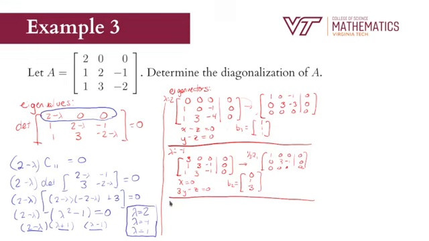All right, one more. Lambda equals positive 1. So 2 minus 1 is 1. 2 minus 1 was 1 again. And negative 2 minus 1 is negative 3.